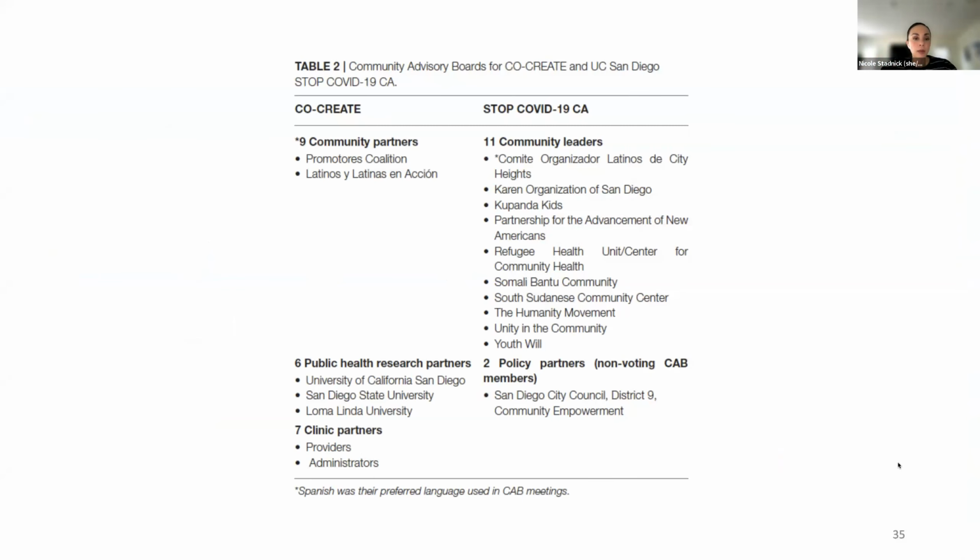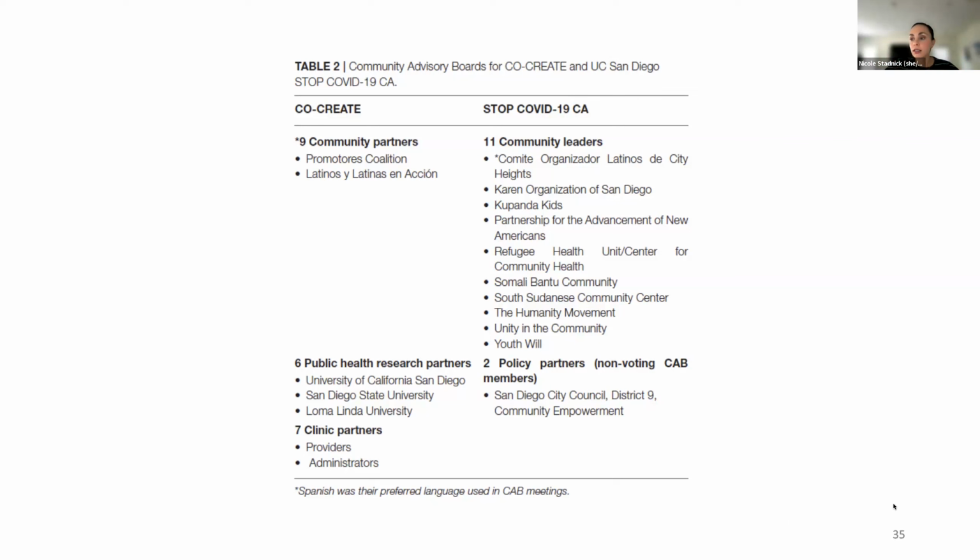So this is the composition of our advisory boards on those 2 projects. You can see across Cocreate and Stop COVID-19, we had community partners or leaders from multiple different organizations. Our Cocreate community partners were primarily from Latino communities, and our community leaders from our Stop COVID-19 work were primarily from immigrant and refugee community organizations. We also had public health partners or policy partners, and federally qualified health clinic partners for one project. So really unique and diverse perspectives included in our advisory board.